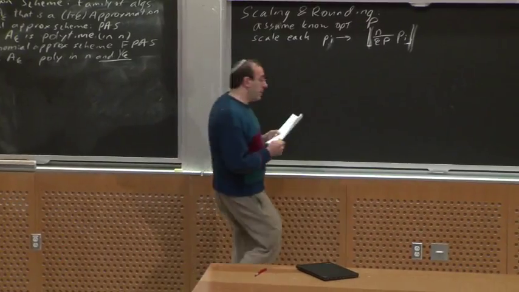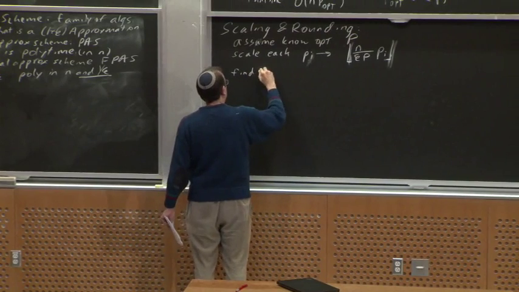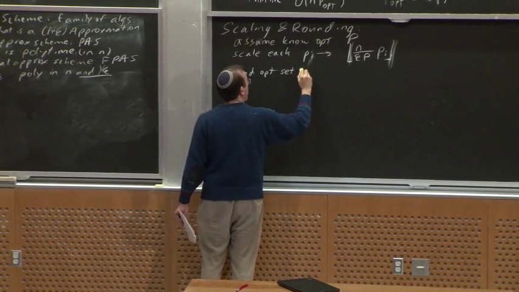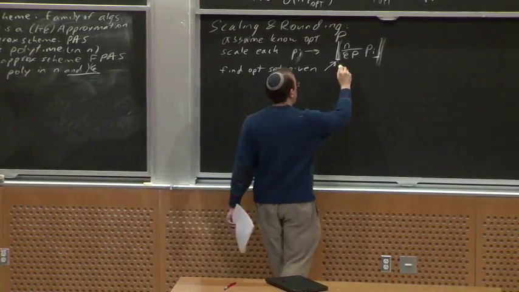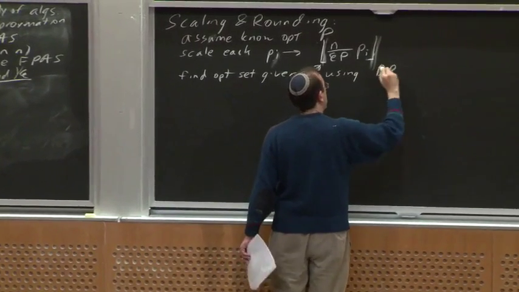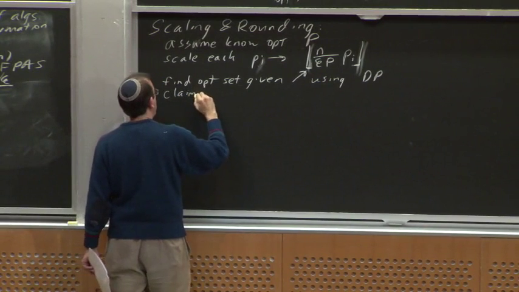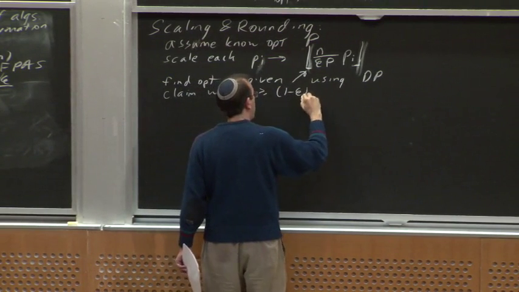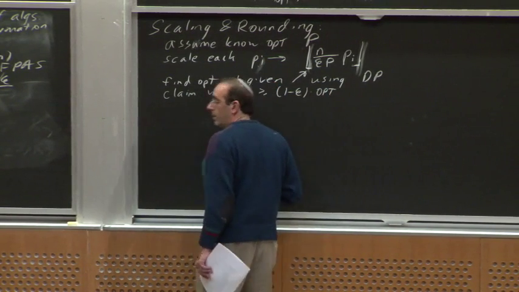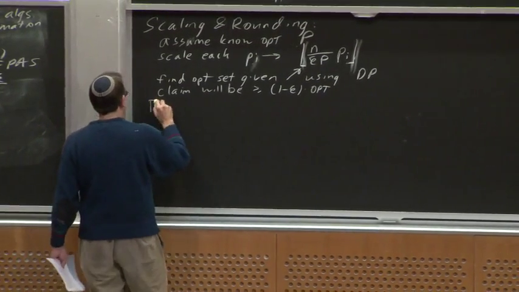Okay. What do I do with this new set of profits? Well, find the optimum set given these new profits using the dynamic program. And I claim that without any changes, it will be at least 1 minus epsilon times the optimum of the original problem, i.e. 1 minus epsilon times p. Okay. The proof's not very hard.